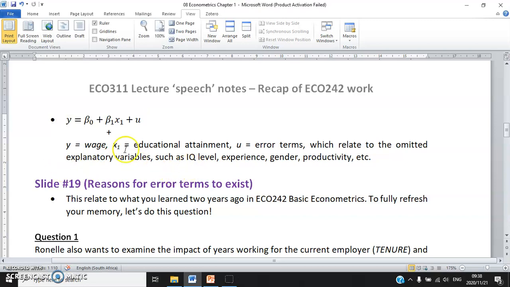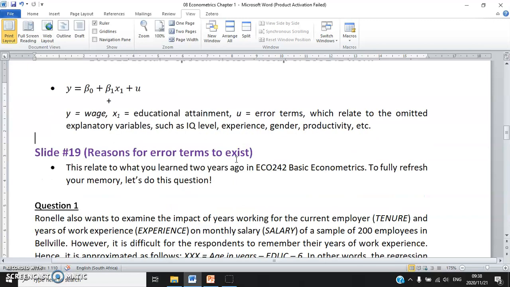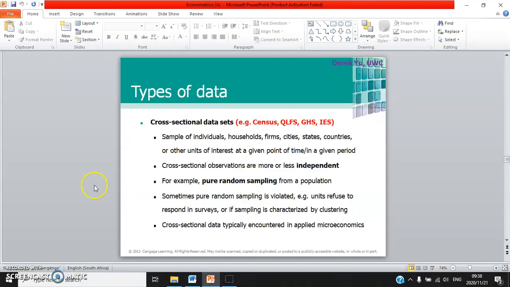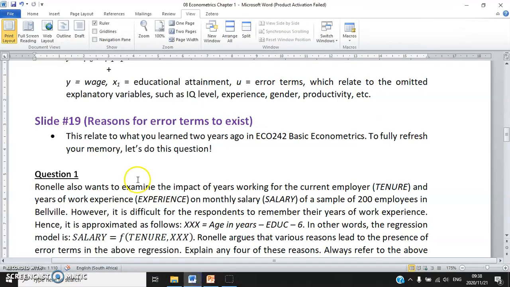Then it makes sense that when we run a regression on wage, we usually include some gender dummy, productivity, years of experience, and so forth, and even provincial dummies, because remuneration in provinces like Western Cape and Gauteng might be a bit higher actually. Okay, slide number 19, reasons why the error terms would exist. That relates to a question we did 2 years ago, so I will explain it in the next video.